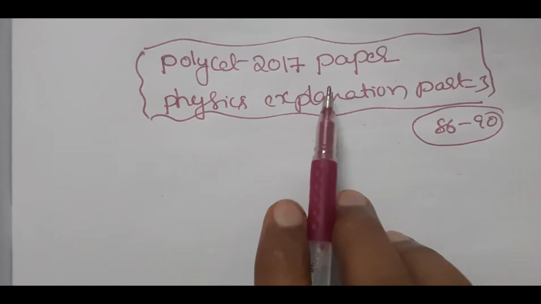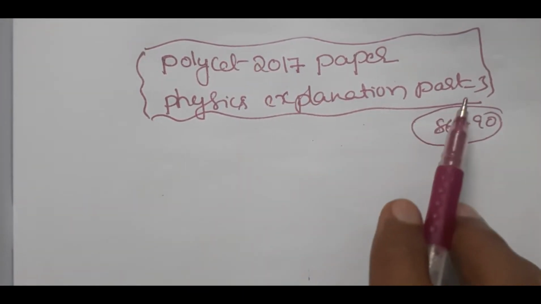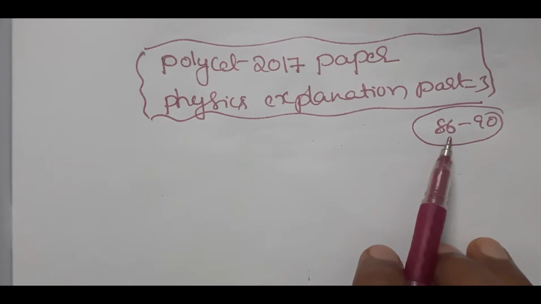POLYCET 2017 World Question Paper Physics Explanation Part 3 video, from bits 86 to 90.